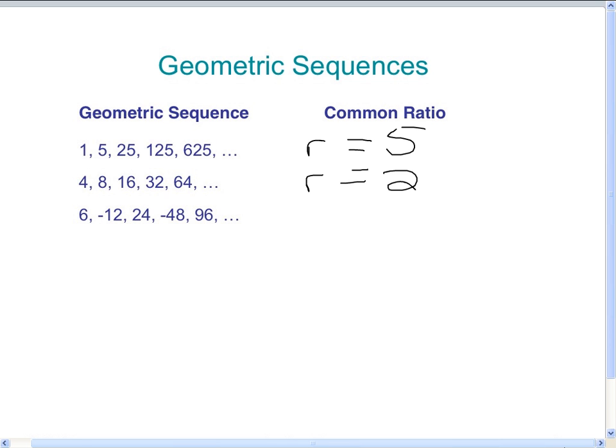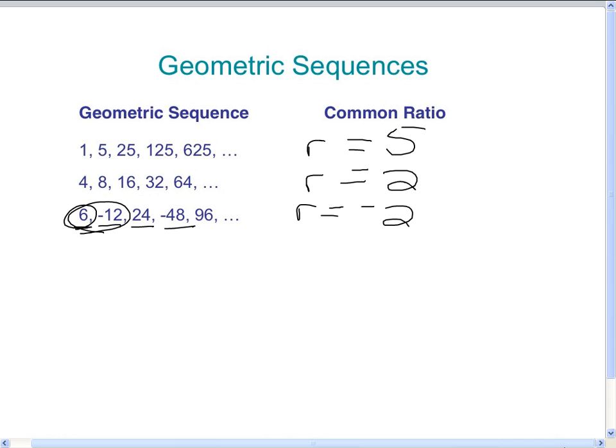Notice you have a positive number, then a negative number, then a positive number, then a negative number. What that says is that your common ratio has to be negative. Okay? So to go from 6 to negative 12, you multiply by negative 2. From negative 12 to positive 24, you multiply by negative 2.